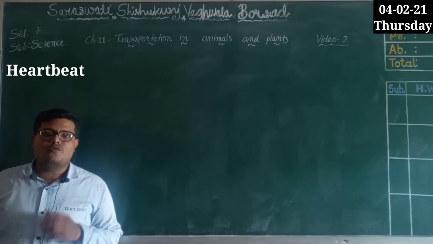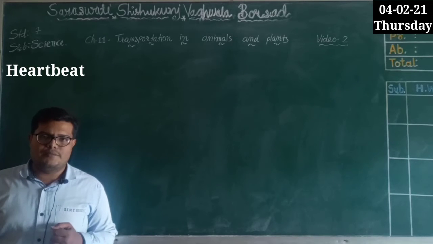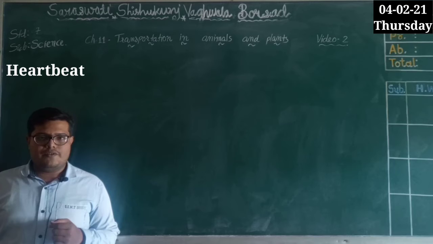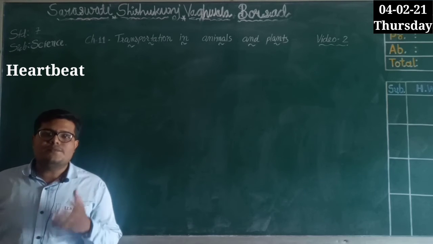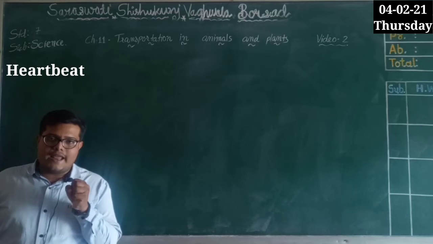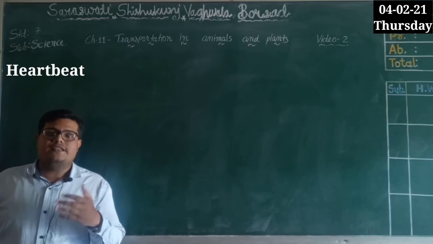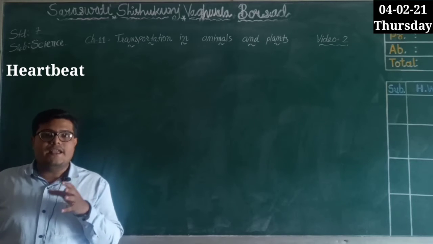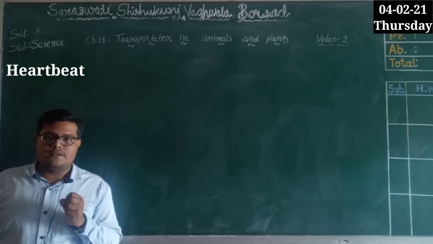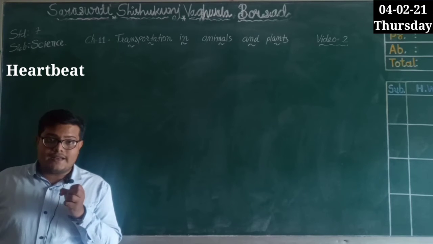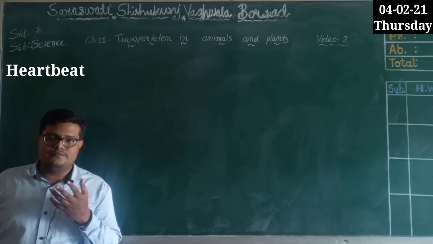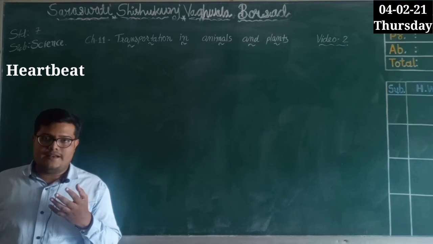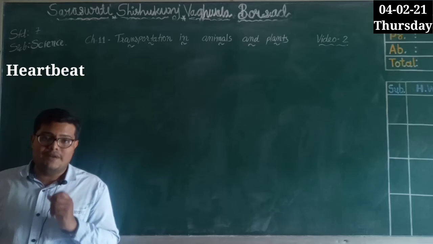Now let's talk about heartbeats. What are these heartbeats? As we understand, the walls of the chambers of the heart are made up of muscles. These muscles contract and relax rhythmically. There is one specific rhythm that they follow. These chambers and walls contract and relax rhythmically, and due to this rhythm there is a special beat that we call the heartbeat, right?